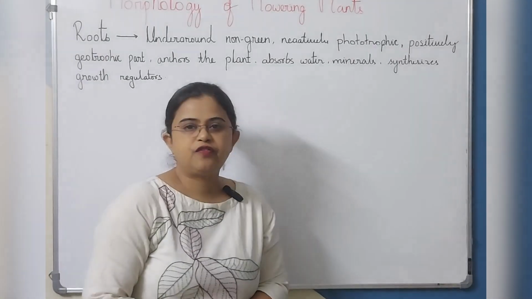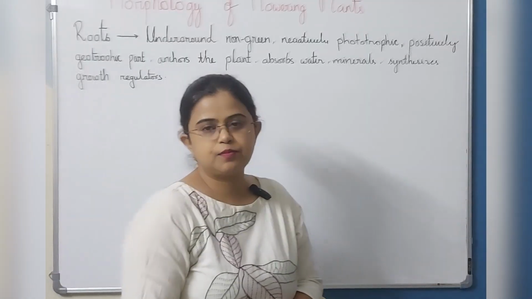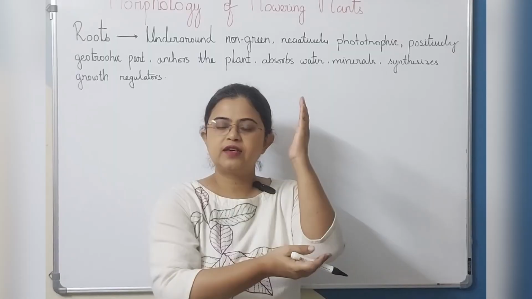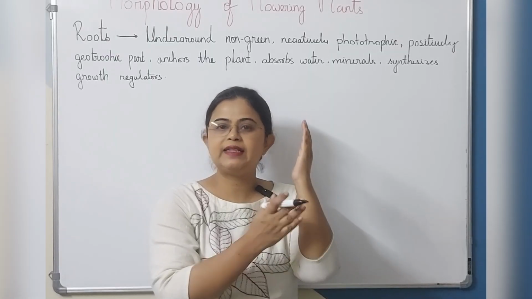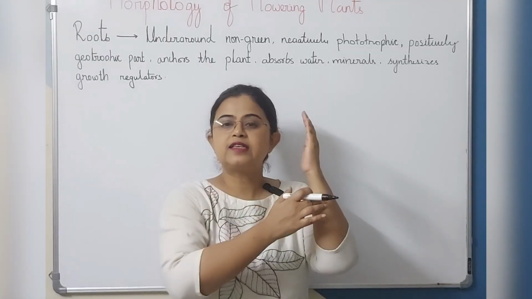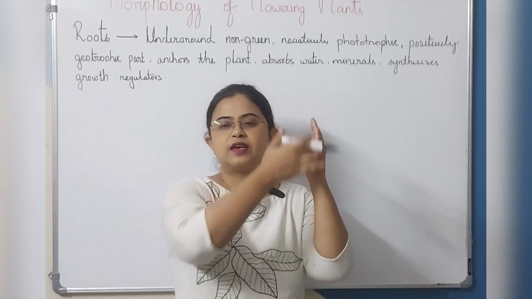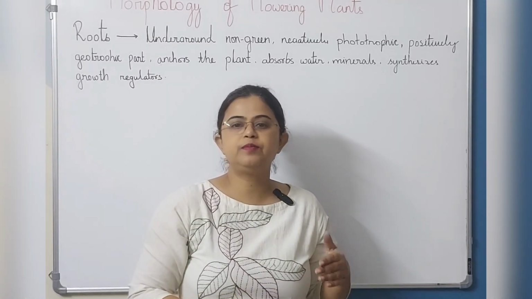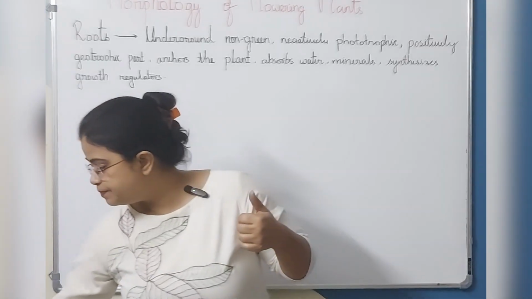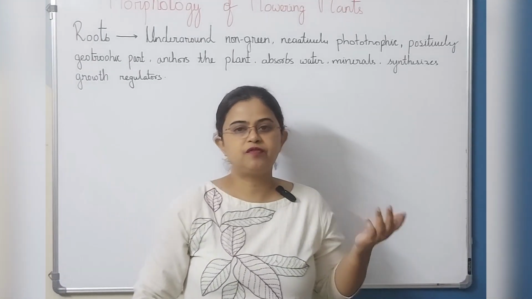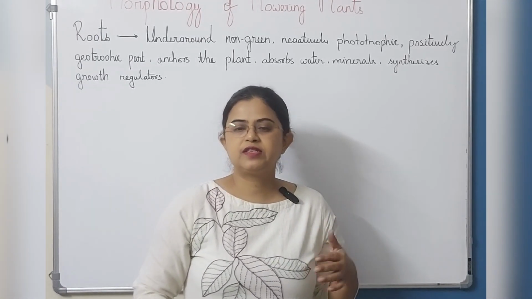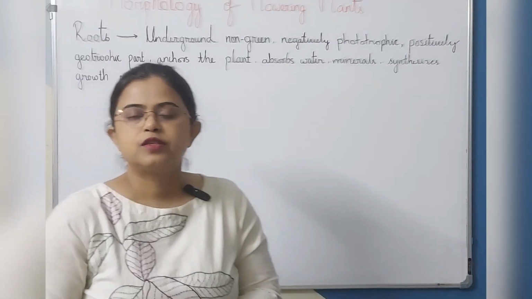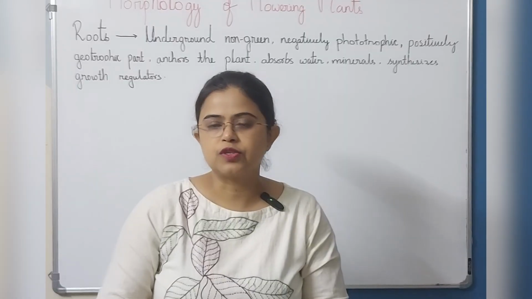So in morphology of flowering plants, let's begin with roots. In a plant, you all know the underground part of the plant is the root system, and above the ground it is called the shoot system, right? The shoot system bears the stem, leaves, fruits, flowers, branches, whereas the root system is just roots. So let us begin with roots.